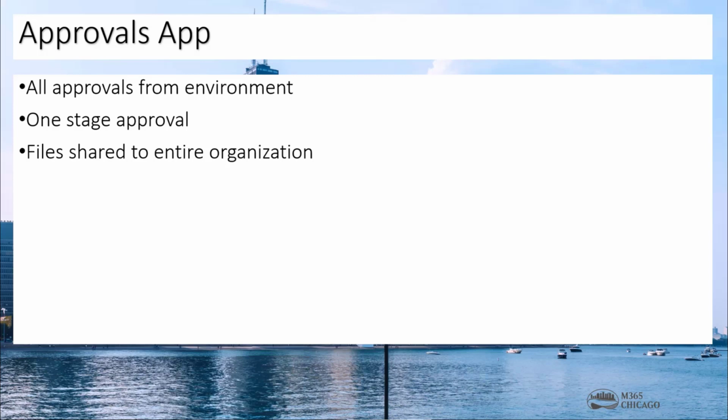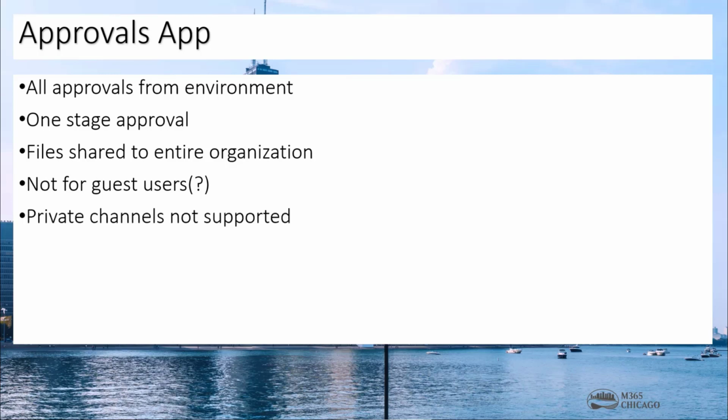Files are shared to the entire organization. If you want to share it with guest users, you must do this manually. And for guest users, it's 50-50. They can accept or reject. By default, they can't see files, and they can't create new approvals. So only one-way approvals. And very important, private channels not supported.